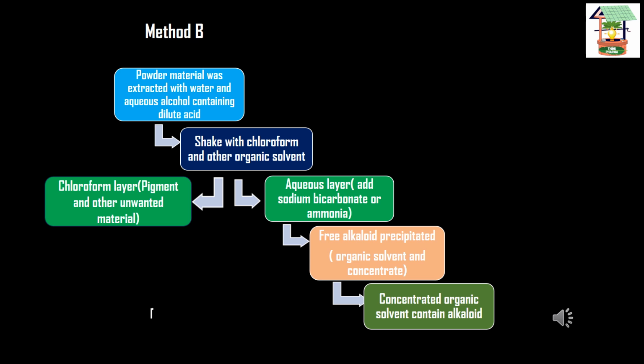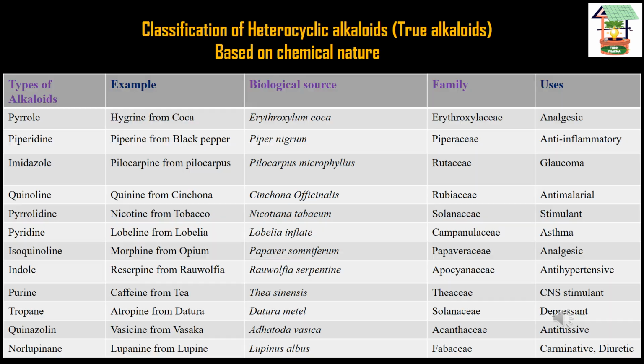So here we are using chloroform, an organic layer, right? When we mix these two layers, they are immiscible, so we have to separate them. The chloroform layer will be separated with pigment and other unwanted material. So all the fatty things, all the unwanted things, will go into this chloroform layer. And to this aqueous layer we have to add sodium bicarbonate or ammonia, so then the free alkaloid will get precipitated, and then we concentrate, and finally we can collect our alkaloid content.